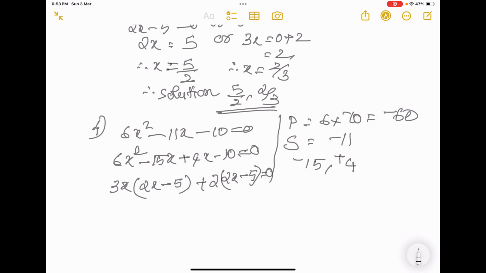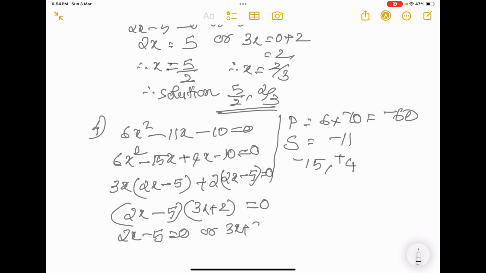Always you check whether the brackets are same. Whether the brackets are same. If you got something wrong, if you get the signs are different, please go back and check it again quickly. Okay. Then 2x minus 5 is common. You take 2x minus 5 outside, then into 3x plus 2, which is equal to 0. 2x minus 5 equal to 0 or 3x plus 2 equal to 0.